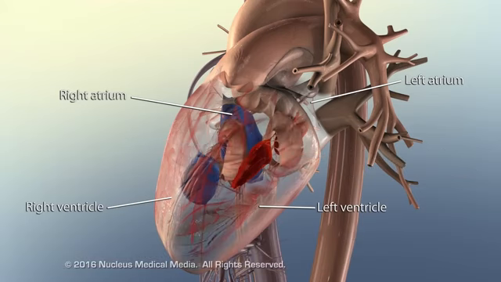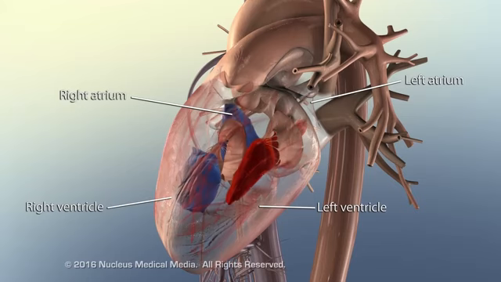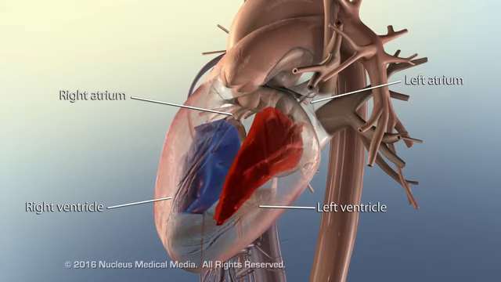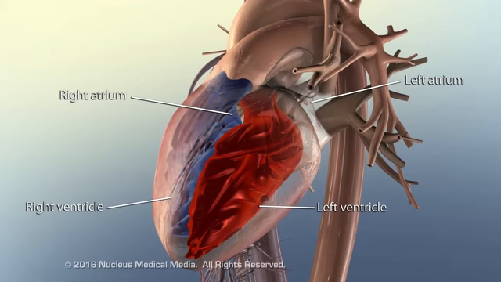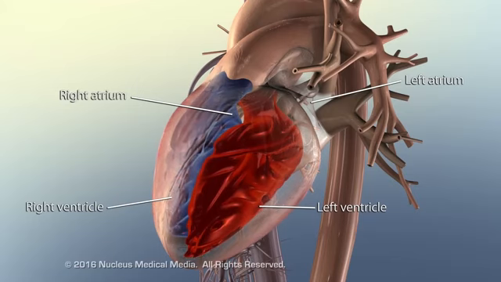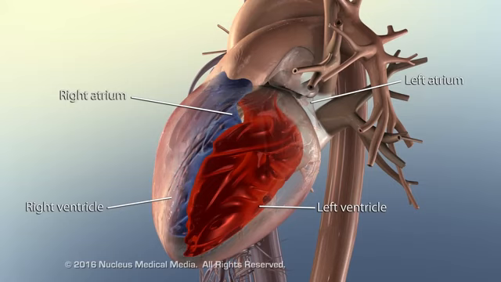During atrial systole, the atria contract and force any remaining atrial blood into the ventricles. The ventricles are still in diastole, allowing them to expand and completely fill with blood.